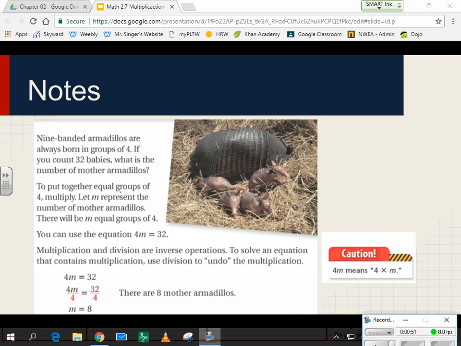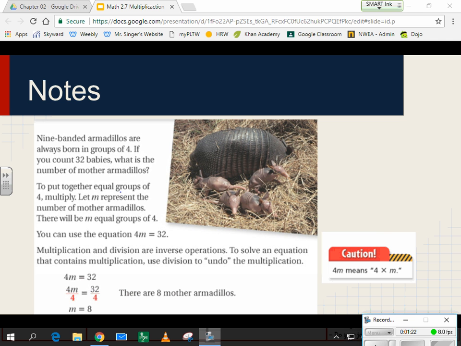We're going to start with a little scenario here. We're looking at nine-banded armadillos. They're always born in groups of 4. And there are the cute little guys or girls, can't really tell. If you count 32 babies, what is the number of mother armadillos? Well, if there are 4 babies per mom, we have to figure this out. So basically, we're putting together groups of 4 and letting M represent the mother armadillos. So really, you have to do 4 times M, which equals 32.